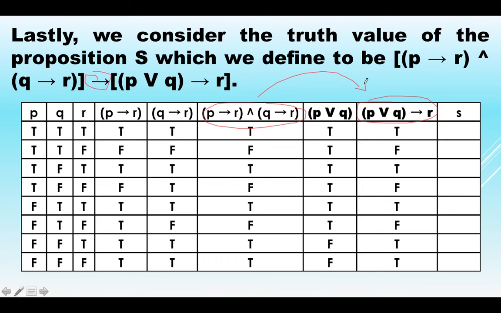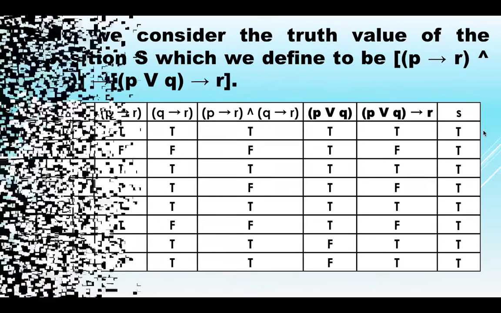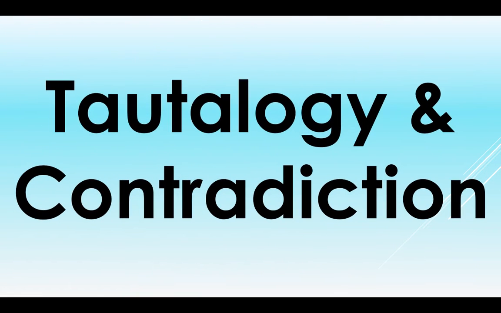Again, for a conditional, only TF is false. So this one is TT, so the answer is T. This is FF, so the answer is T. T, so we have T. FF, that's T. Double T, so T. FF, that's T. Another double T. And double T. Okay. So as you can see, all of them are true. What we call this is a tautology.